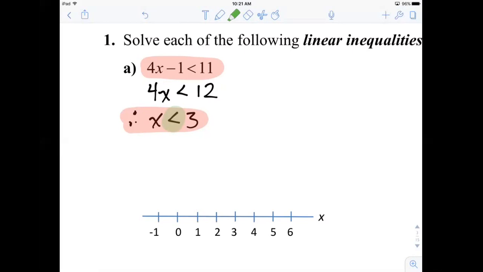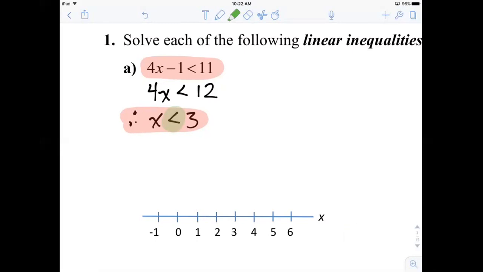2.999999999 is okay, but 3 is not. 3 is too big. So we really need to get every possible number included as close to 3 as we can, or infinitely close to 3, but 3 itself is just too big, so it's not included. So how do we show that on a number line?